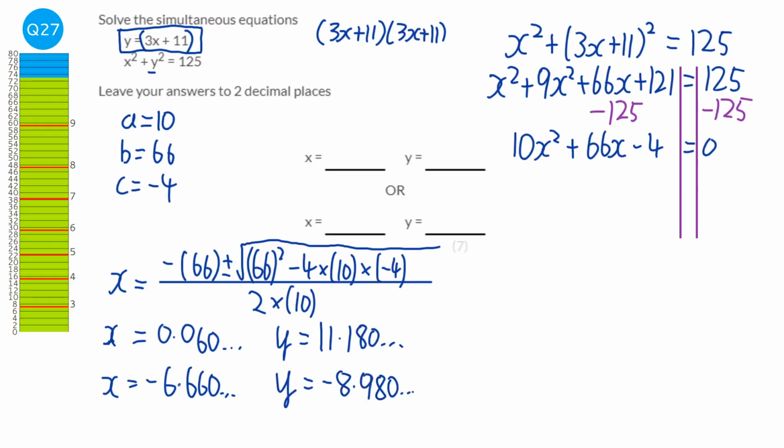8.980 blah blah blah. We're going to round each of these to 2 decimal places, so we've got 0.06 and 11.18, and the second set of solutions is minus 6.66 and y equals minus 8.98.